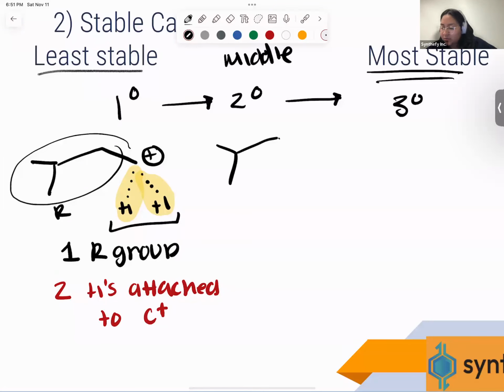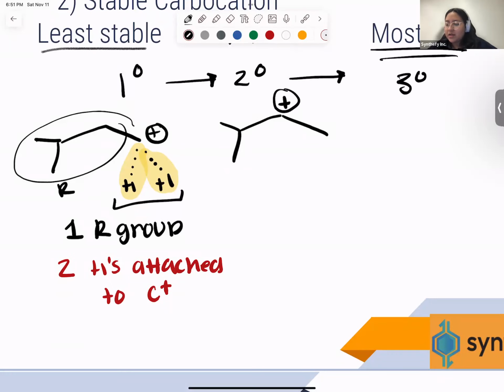Well, let's look at the same molecule, but let's move that charge one carbon over. That's not this carbon. And you can usually easily figure out that it's a secondary carbocation when it's like a peak or a valley.